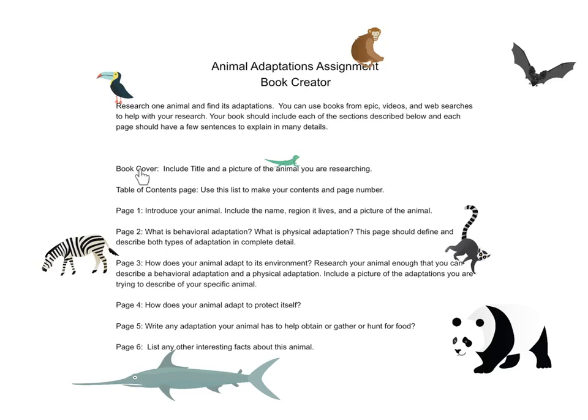All right, so we know you need a book cover, you need a table of contents page. On your first page, you're going to introduce your animal, include the name, the region it lives in, and a picture of the animal. Look at my example, you'll see what I'm referring to. And then just follow the guide here, page 2 and 3, 4, 5, and 6. Most importantly, don't forget the details here. There are 2 types of adaptations. Please focus on your animal when you research on what are the behavior adaptations and what are the physical adaptations. That will drive a lot of your research and put together a nice book in the end, okay?